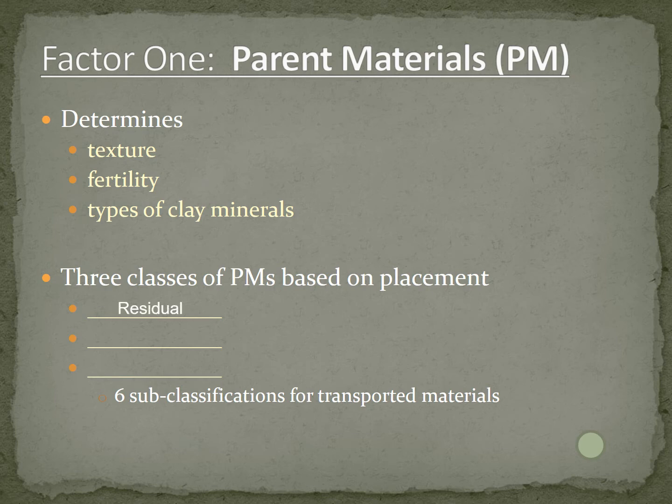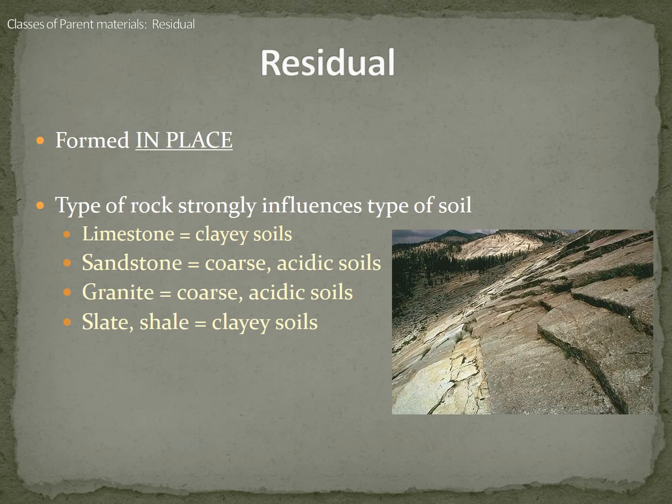So the first is residual parent material, the second is organic parent material, and the third is transported parent material. We're going to talk about each one of these in following slides. When we get to the transported parent material, we're going to talk about 6 subclassifications, and all of these are very important for you to know and understand.